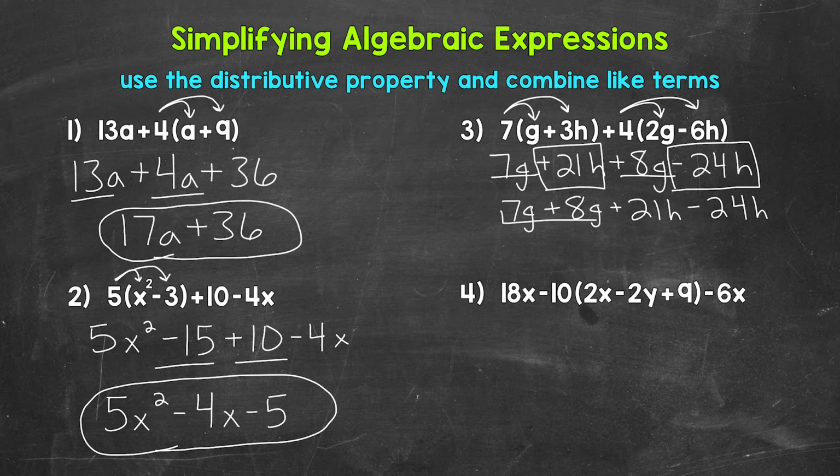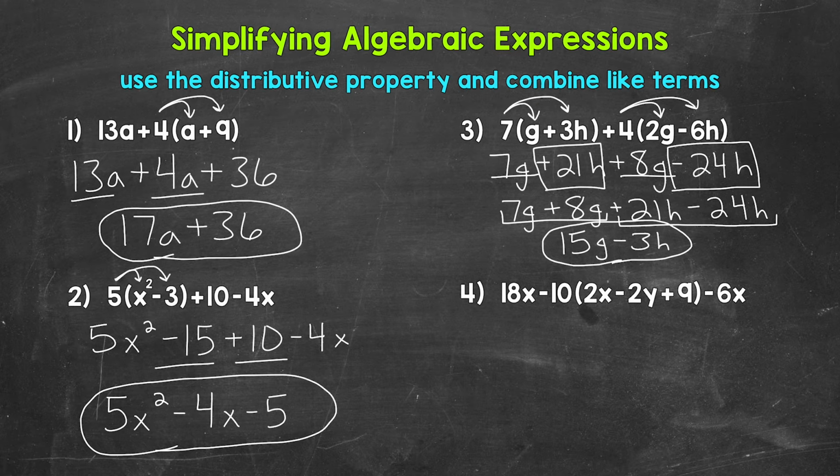Let's start with 7g and 8g. 7g plus 8g gives us 15g. Then we have 21h minus 24h. So positive 21h combined with negative 24h. That gives us negative 3h, so minus 3h. And this is our final simplified expression, 15g minus 3h.